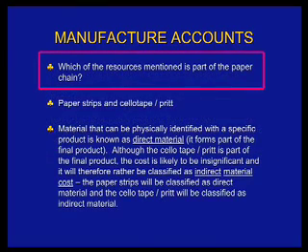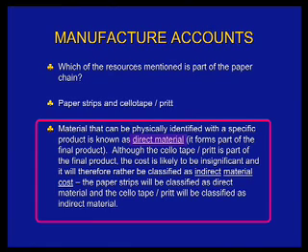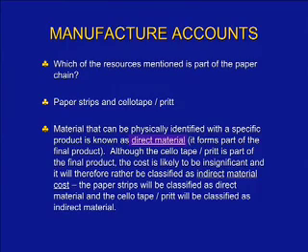Now, over and above that, you must remember there were also other people and other articles involved. Which of those sources mentioned form part of the paper chain? Now, firstly, we had a look at the paper strip and the sellotape. The material that we can physically identify with a specific product, that's called direct material. So basically, the material that we're using directly involved in the manufacturing of a specific article, that's called our direct material.